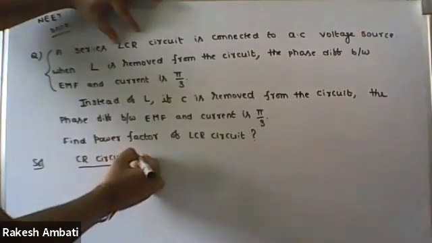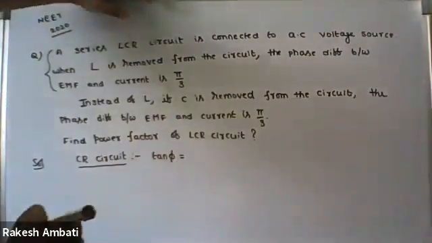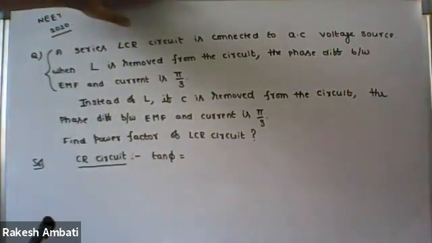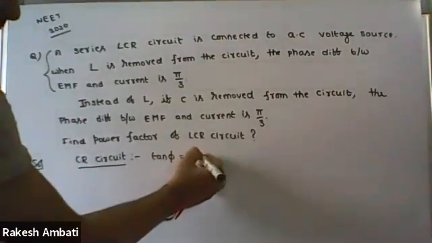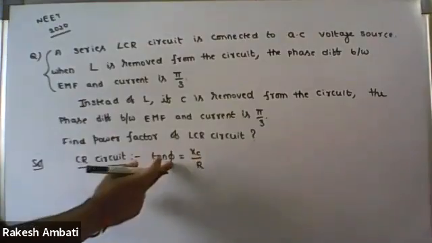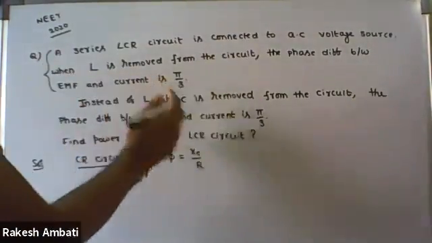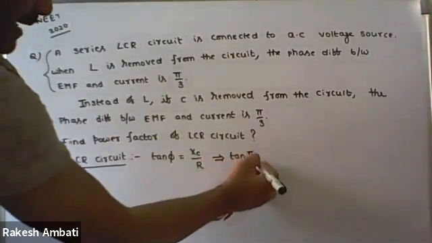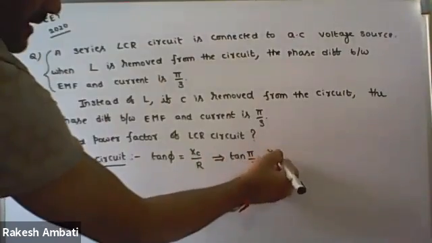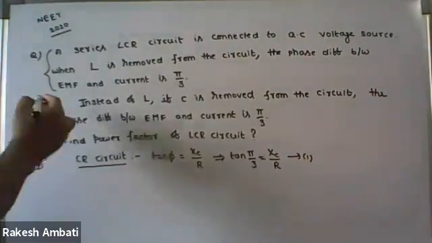In the case of a CR circuit, how to find the phase difference tan phi? What is the formula? XL by R or XC upon R? XC by R. And in the question, the phase difference between EMF and the current in the first case is given as pi by 3. So therefore, tan pi by 3 equals XC upon R. First equation.